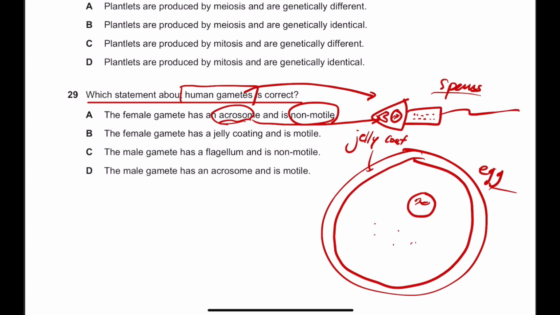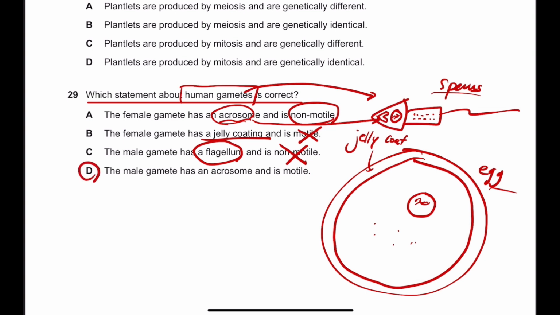B, the female gamete has a jelly coating and is motile. No, it's not motile. It does have a jelly coating, but it's not motile. C, the male gamete has a flagellum and is non-motile. Yes, it does have a flagellum or tail, but it is motile.